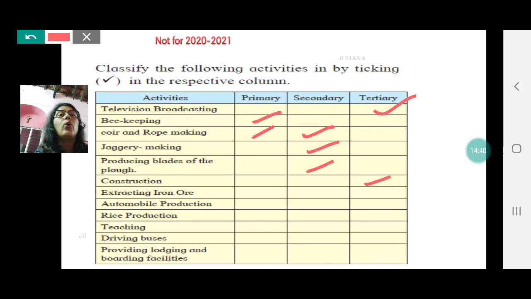Extracting iron ore, extracting directly from the resources, so primary. We are not processing it into finished goods. Automobile production, where will it go? Yes, secondary. Rice production, the word production is confusing, but don't forget it's agriculture depending on natural resources. Teaching comes as a service, so teaching goes under tertiary sector. Driving buses, service, again tertiary sector. Providing lodging and boarding, can you tell now? Yes, that is tertiary sector, because these are service sectors.